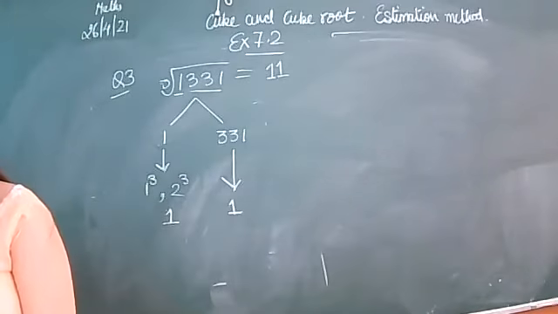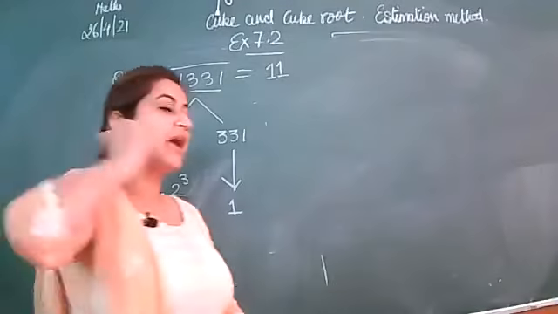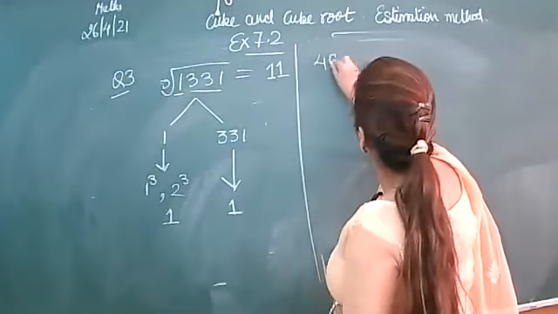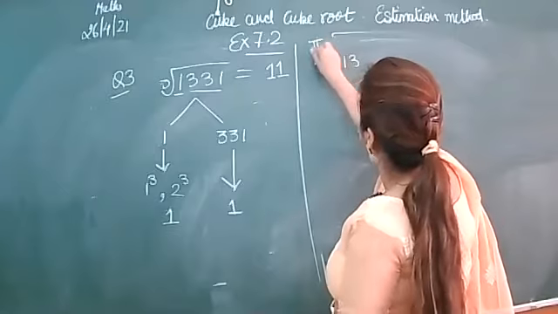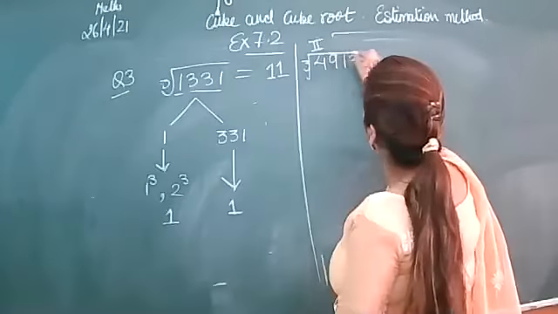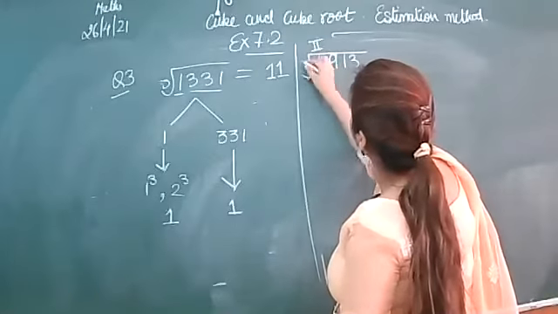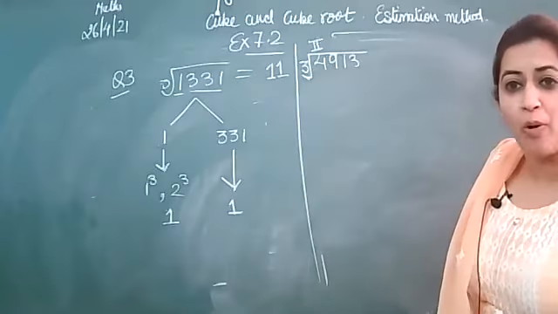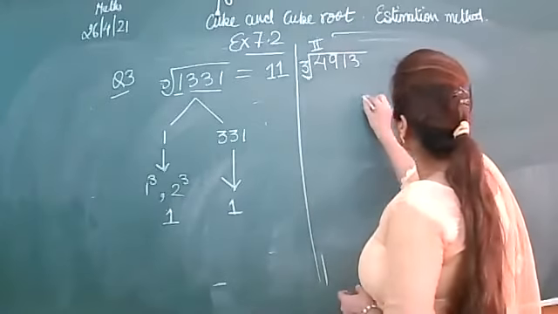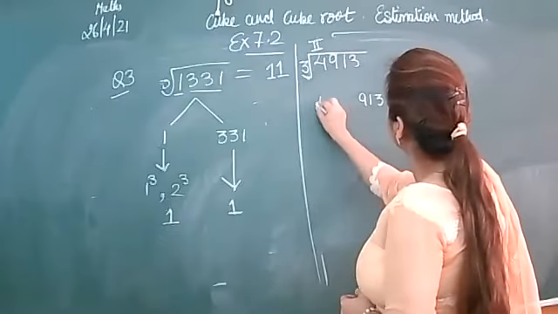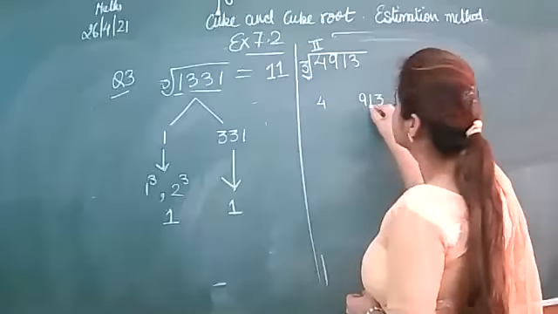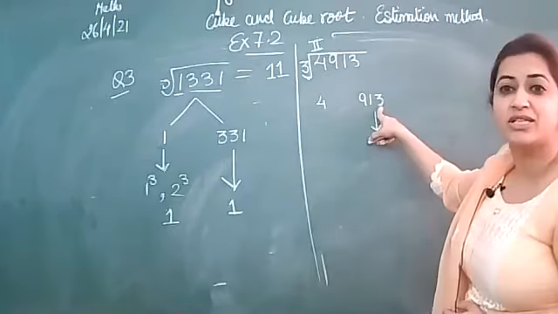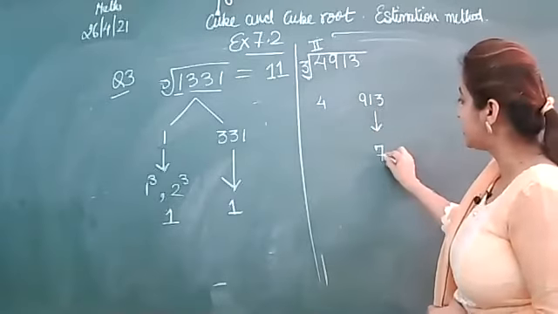Next part is 4913. It's the second part. We are finding the cube root of this number, and for finding the cube root, you all know you have to make the group of 3 from the right hand side. So here we have two groups. One is 4 and the other one is 913. It is ending with 3, so its cube root will contain 7 at its end.